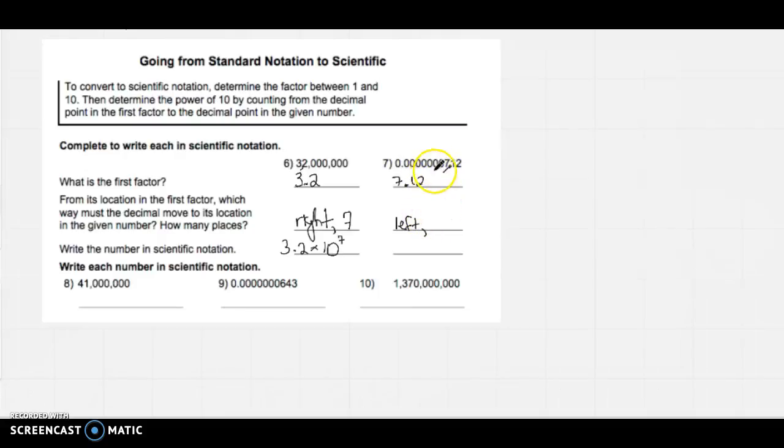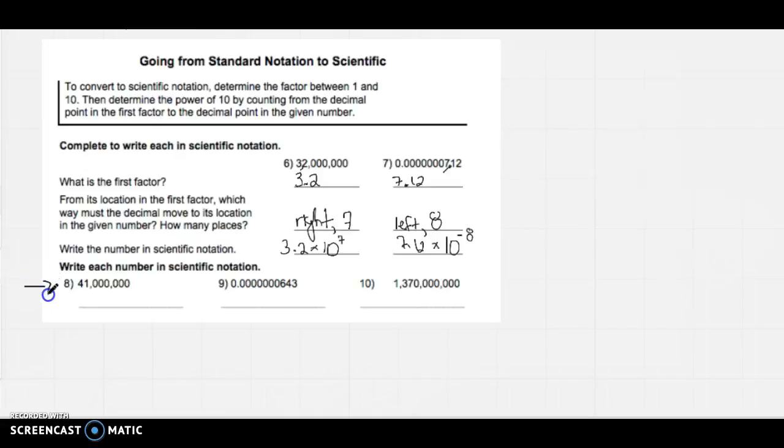Okay, how many places? Let me count. 1, 2, 3, 4, 5, 6, 7, 8 places this time. Let me check again. 1, 2, 3, 4, 5, 6, 7, 8 places. So I write my lead factor, 7 and 12 hundredths times 10. Because I'm moving it to the left, because it's a really small number, I know it's going to be a negative exponent, negative 8. And there you have it, folks. Going from standard notation to scientific notation to standard notation.